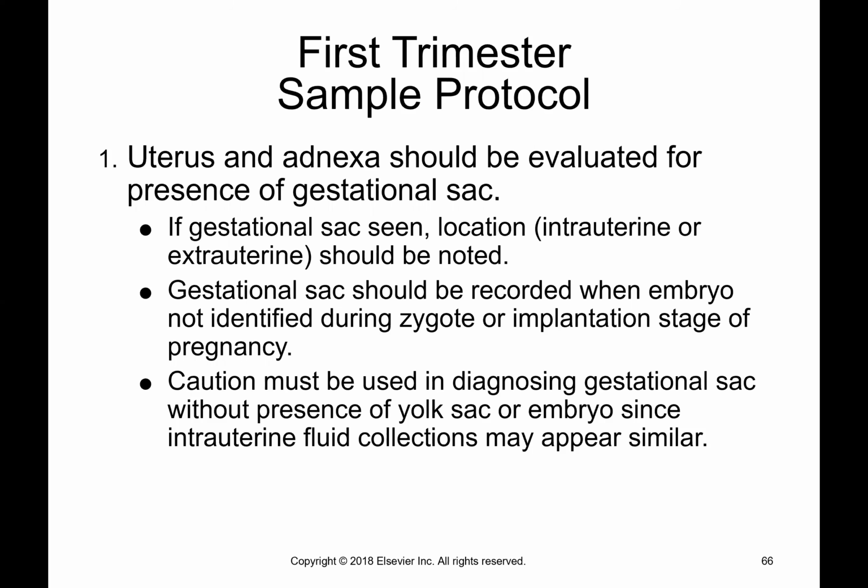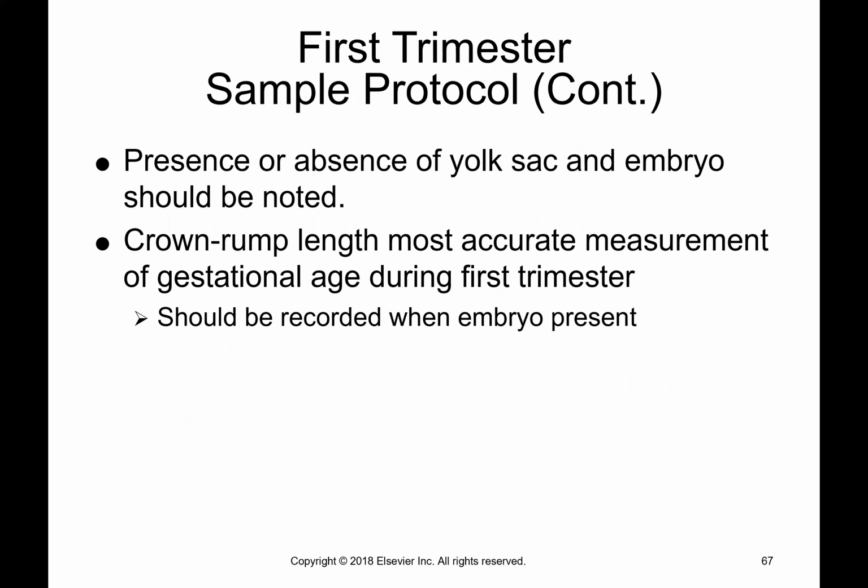The uterus and adnexa should be evaluated for the presence of a gestational sac. If a gestational sac is seen, we want to make sure it's in the uterus, which is intrauterine. If it's extrauterine, we're talking about an ectopic pregnancy. If there is just a gestational sac but no embryo, it could be too early for the embryo to be developed yet. So we will measure the gestational sac to see how large it is. The presence or absence of the yolk sac and embryo should be noted.